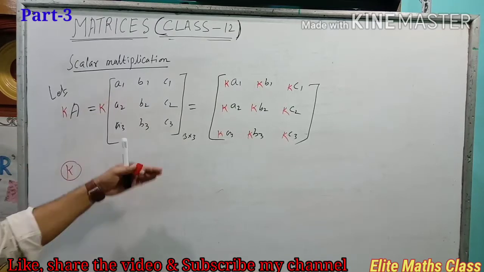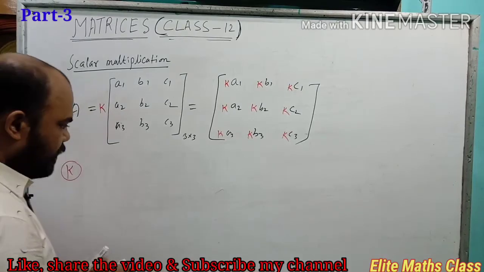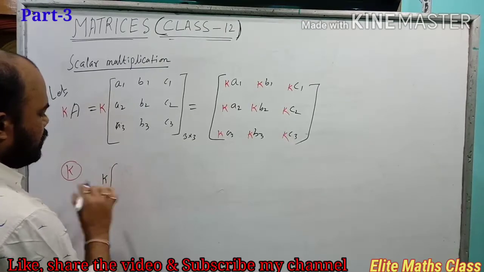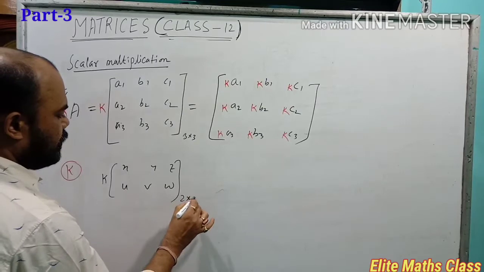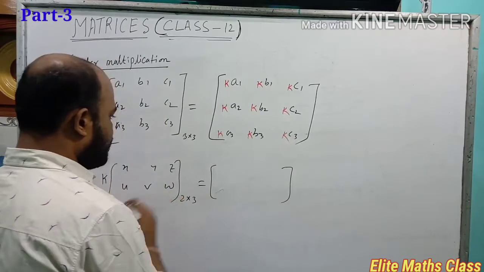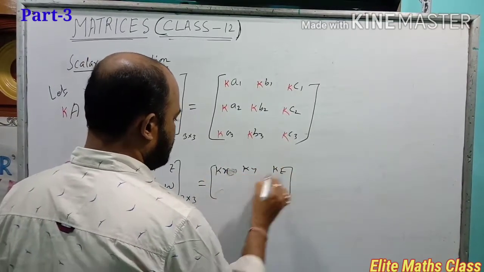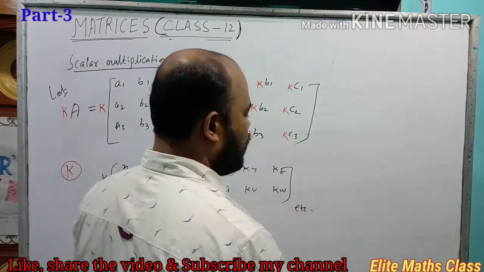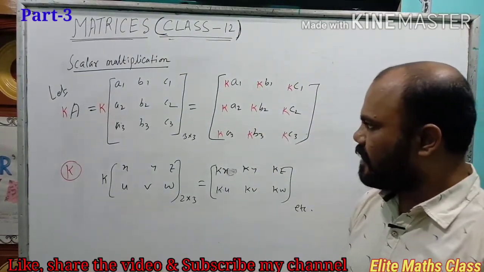When a matrix of any order is multiplied by a scalar, it is similarly applicable to any order, say a matrix of order 2 by 3 with elements x, y, z, u, v, w. Then what will be the resultant matrix? You just multiply the scalar to each and every element. It is kx, ky, kz, ku, kv, kw. So this is scalar multiplication of a matrix by a scalar.